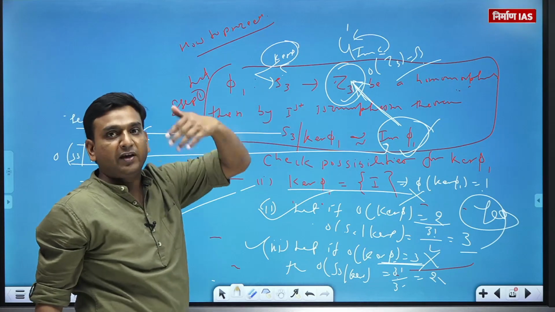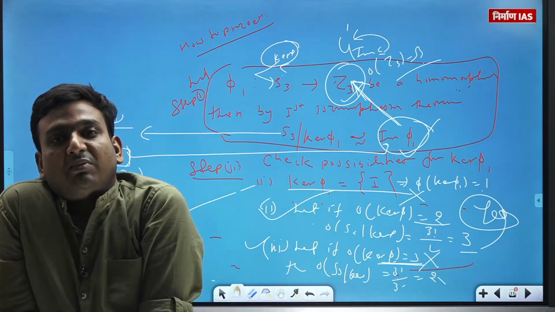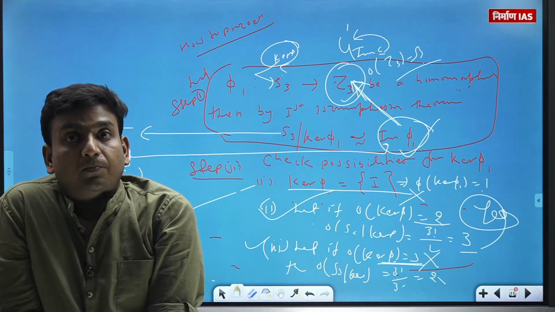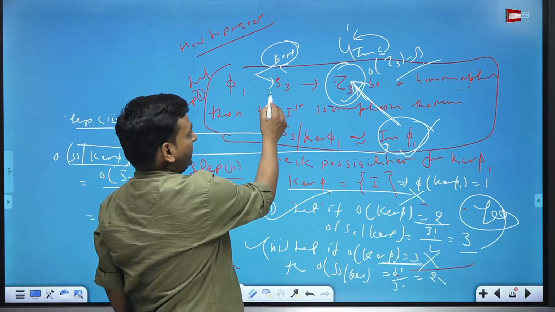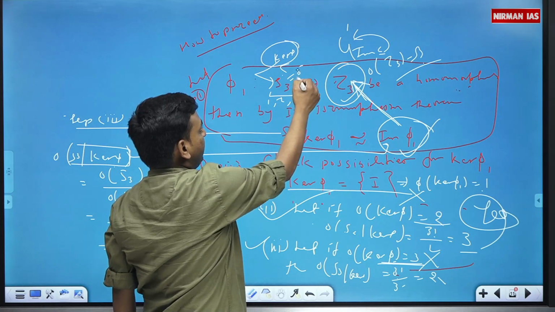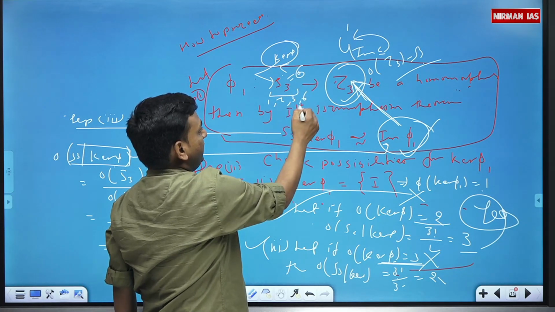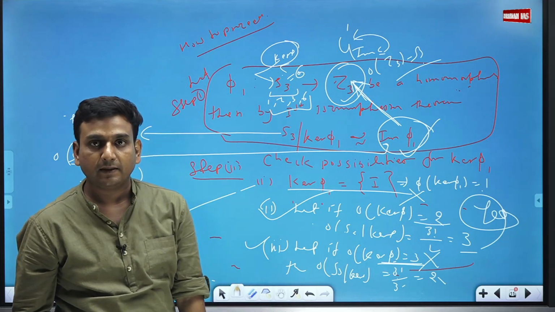So the order of kernel phi must divide the domain group, and the order of image phi must divide the codomain group. The domain group is S3. So what will be the possible orders of subgroups? 1, because the order of S3 is 6. So 1, 2, 3, 6. Getting it? Any problem?